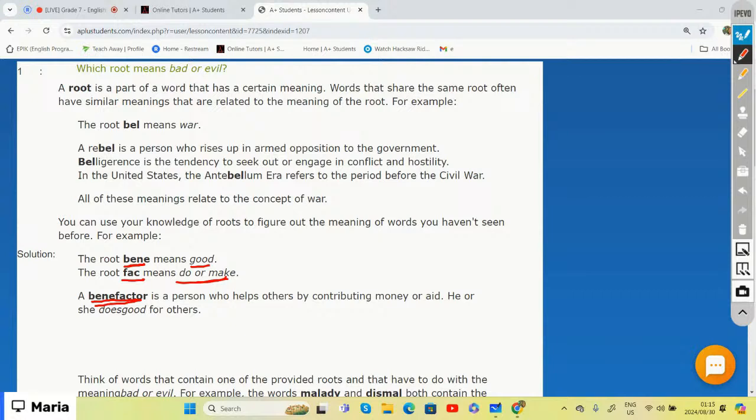And if you look at the word, bene means good. Fact means you are doing something or you're making something, right? And if you put those two words together, you get benefactor, a person who helps others by either contributing money or contributing aid. That means he or she does good for others. Bene, you do good, and fact is like you're doing something.